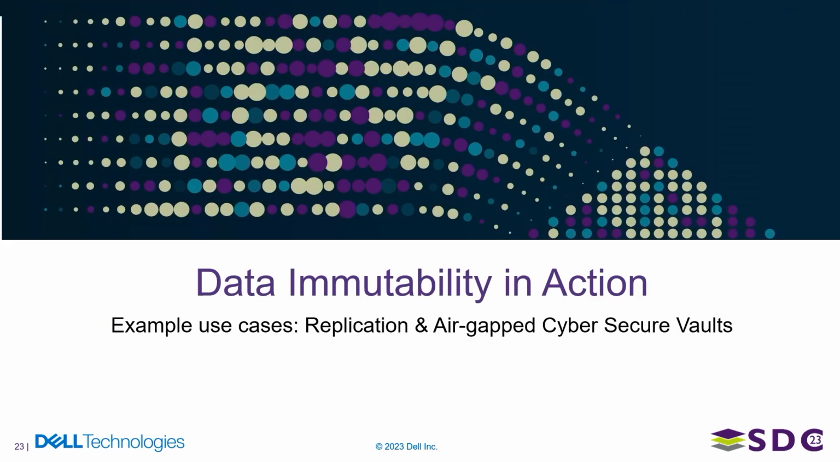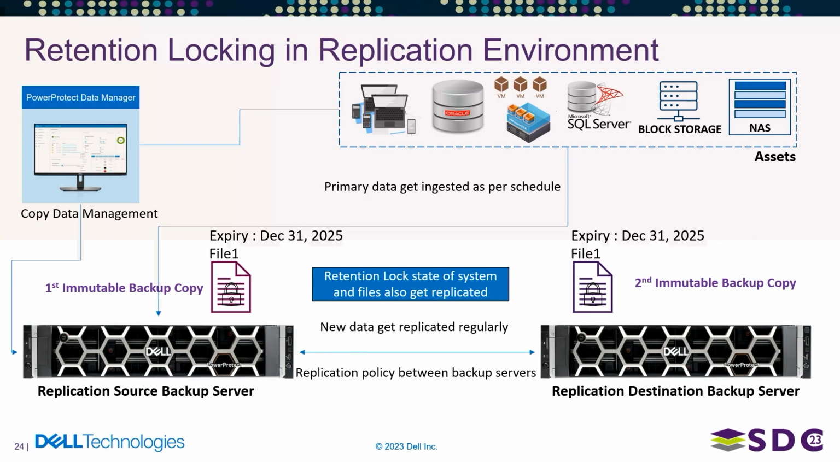Okay, now we'll see 2 use cases where immutability is very commonly used. First, this would look like the typical backup workflow diagram that we saw earlier, but if you see, there's a copy data management, there's a backup application over there, and the assets are over here, and this is the primary backup server with immutability enabled. Let's say some data was backed up from these assets and it was locked over here.